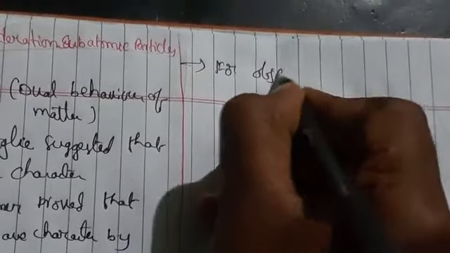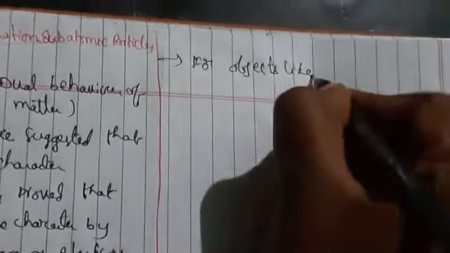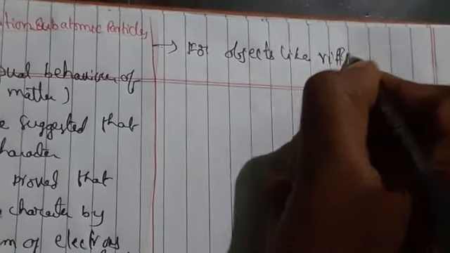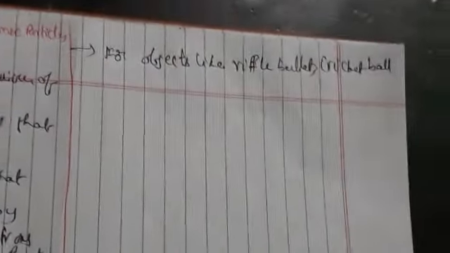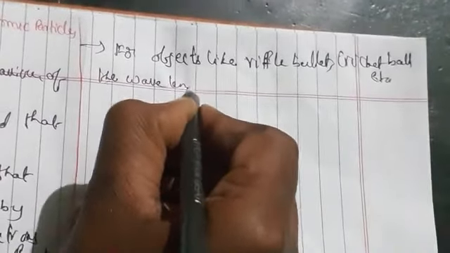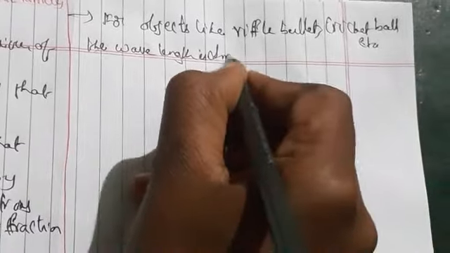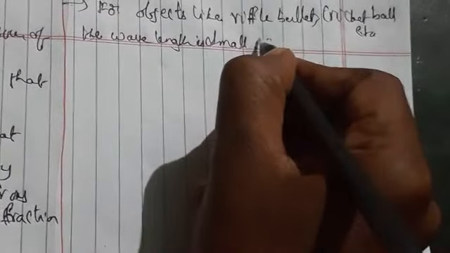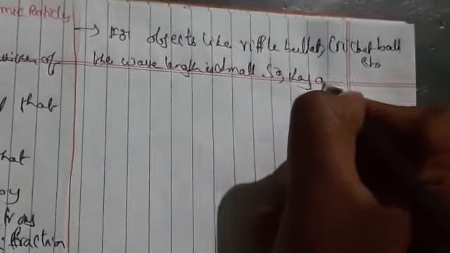So for objects like a rifle bullet or a cricket ball, if you take a cricket ball, when it is moving, yes or no? It can also give a wave. But for this type of items, the wavelength is very small. So they appear as what here? Particles.